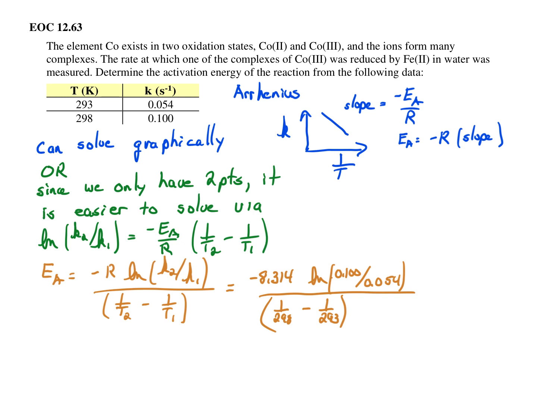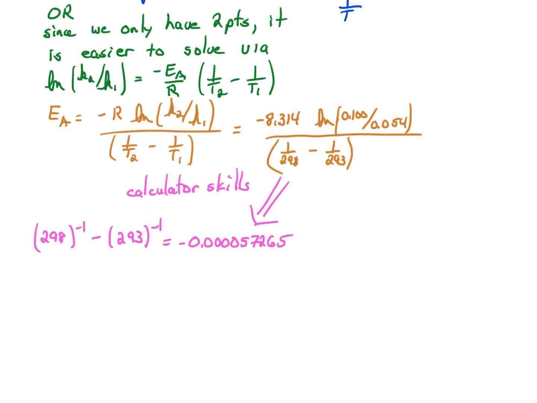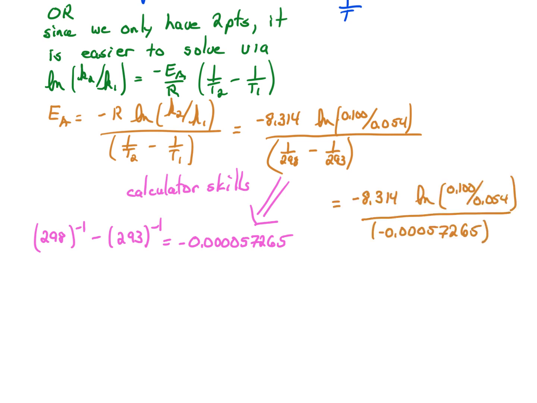So let's go over some strategic calculator skills. The way that I would put this denominator, get a numerical value in my calculator, is to say 298 to the minus 1 minus 293 to the minus 1. And the result would be this here. So essentially, we have this numerator value, I've just copied this down here, and we're dividing by this.